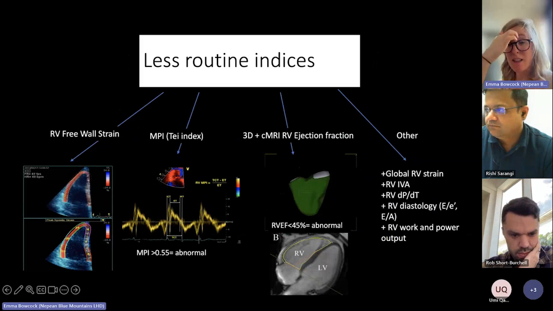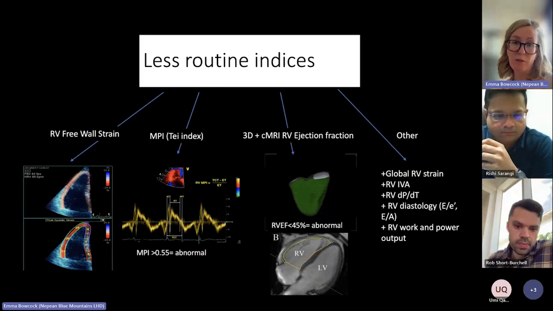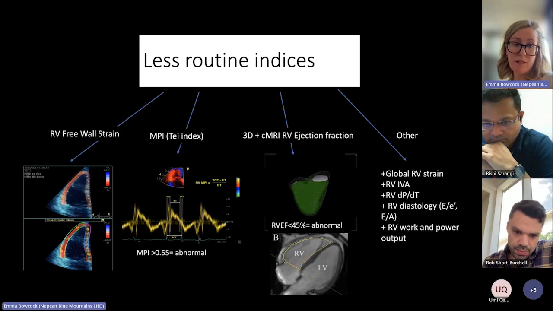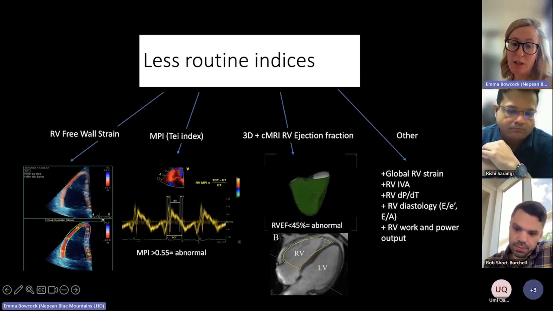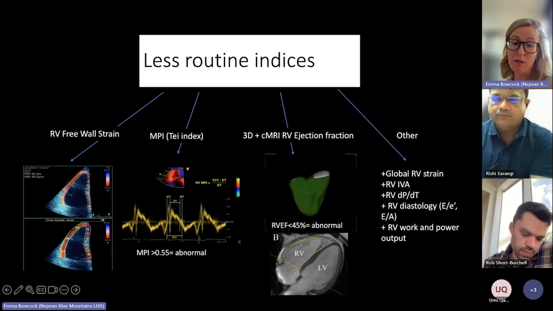Among less routine indices, maybe we are using RV free wall strain a bit more with the better machines, having it freely available when we're scanning. As long as you've got good 2D images, it's quite easy to do. Then you've got your Tei index or your myocardial performance index. I'm not going to go into a lot of detail with this. You use the same tracing as you would to measure S prime. And this is why I just mentioned the timings, right? The isovolumetric contraction and isovolumetric relaxation times.